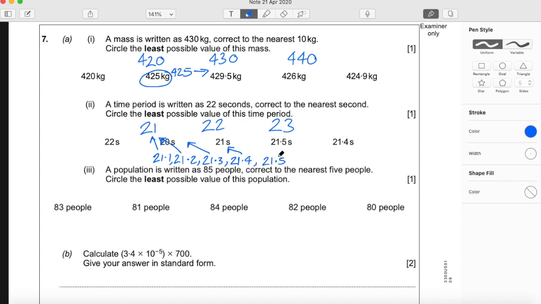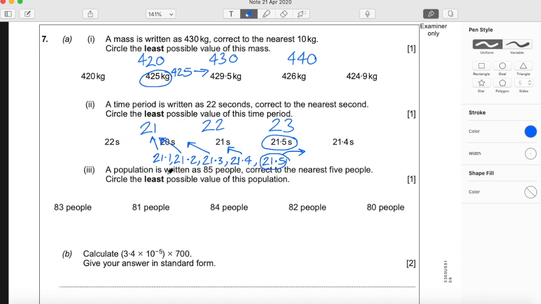21.5, 0.5 away from 21 and 0.5 away from 22, so we're slap bang in the middle. However, it's a 5, so we would round up. Ends in a 5, so we round up as we do in maths. That's just a rule we have in maths. So that would be the lowest number we could possibly have that would round us up to 22. So there's our answer, 21.5 seconds.